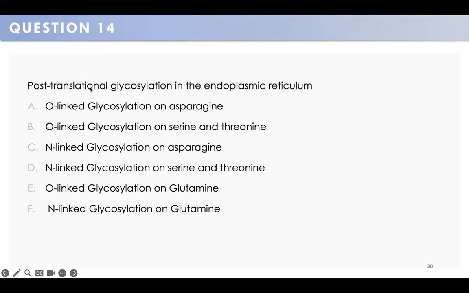Question 14. Post-translational glycosylation in the endoplasmic reticulum is which of the following? O-linked glycosylation on asparagine residues, O-linked glycosylation on serine or threonine, N-linked glycosylation on asparagine, N-linked glycosylation on serine and threonine, O-linked on glutamine, or N-linked on glutamine. So we have two forms of glycosylation, the O-linked and the N-linked. Yes, exactly, B would be in the Golgi. So the answer is N-linked glycosylation on asparagine.